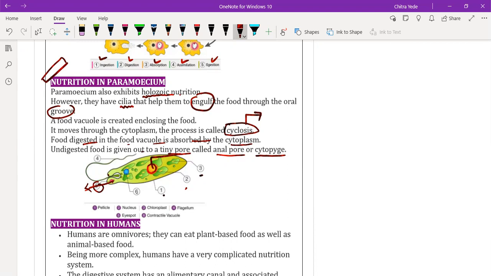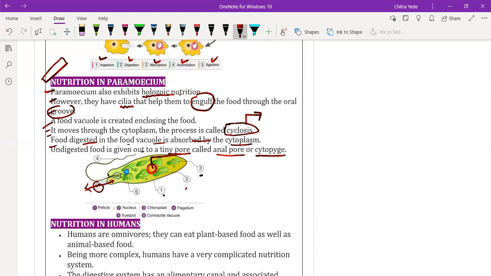I want you to take a screenshot of this part, and go through all the points once or twice so that you understand clearly. So now take a screenshot. Done, beta? Yes, sir.